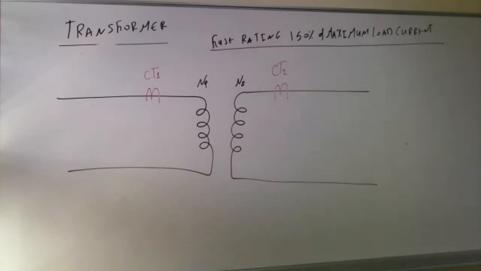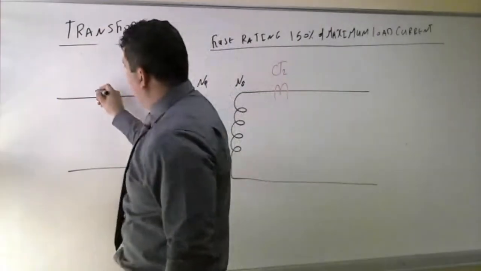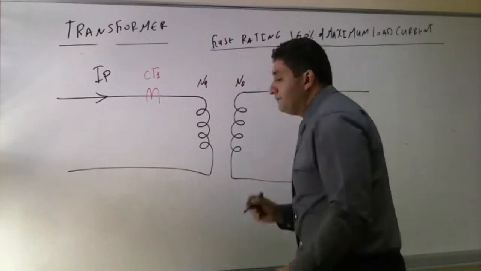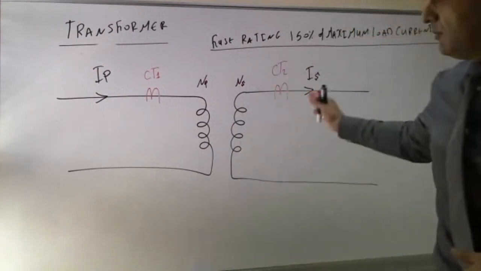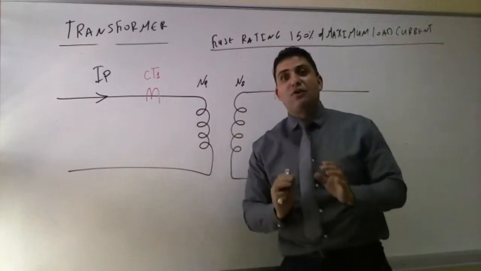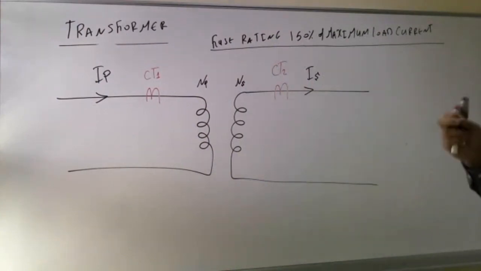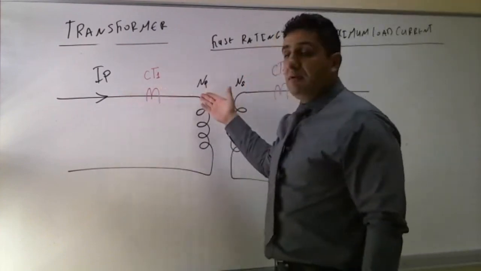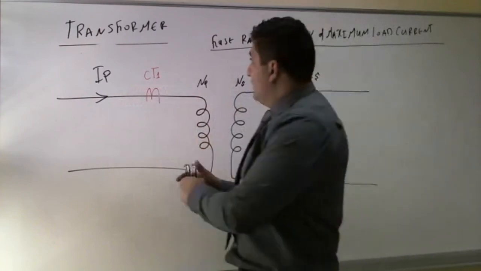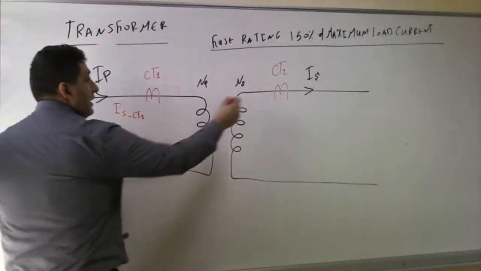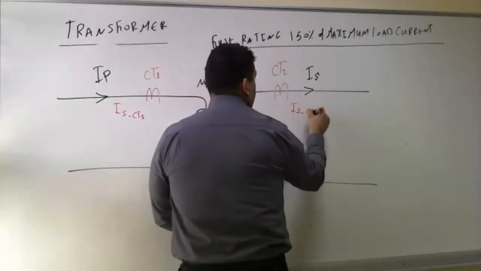Now, I have I primary coming from here, and I have I secondary going out. This transformer size must be above 10 MVA or located in a very critical location. Now, what will happen in here? I have the primary current going, that means I have a secondary current of the CT. So in this one, I have I secondary of CT1. In here, I will have I secondary of CT2.